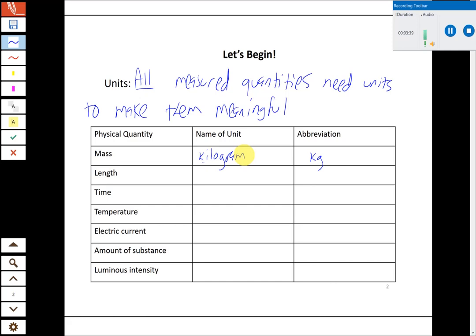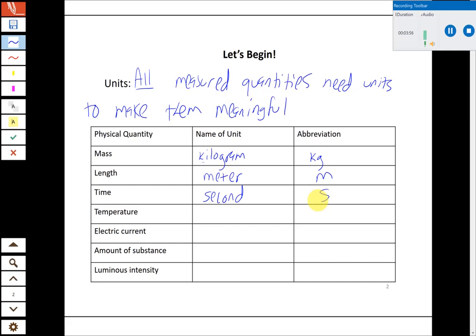All right, and then the unit of length, which we don't do a lot with in this course, but there might be a couple things here and there where it comes up, is the meter, abbreviated as m. The standard unit of time is a second, which you likely already know what that is, and is abbreviated with just the letter s.